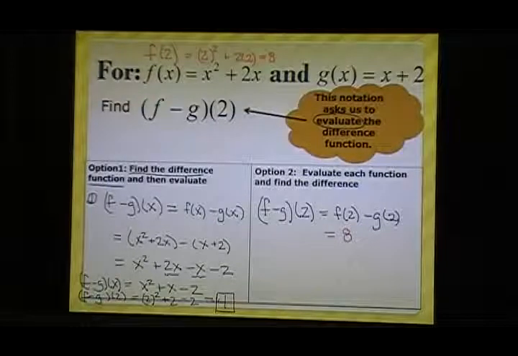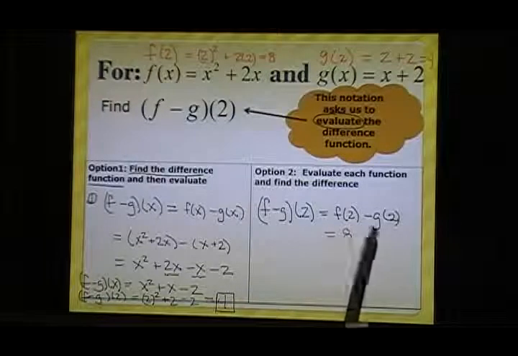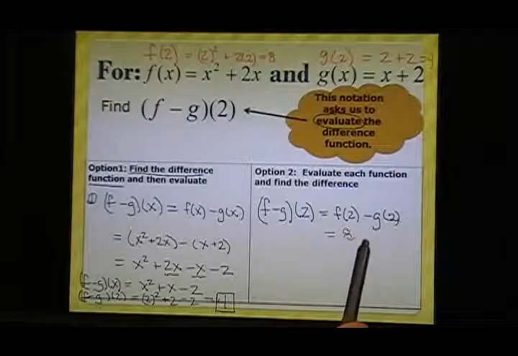For g of 2, I'm going to substitute 2 into g. That is 2 plus 2, and 2 plus 2 is 4. So we have to do 8 minus 4.